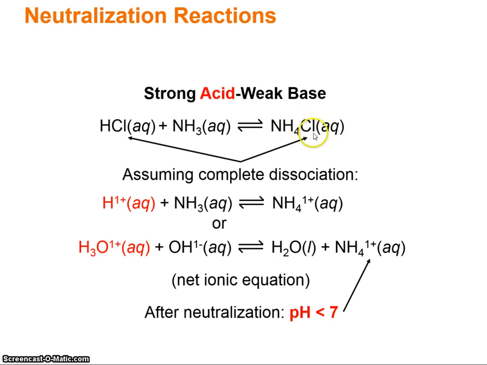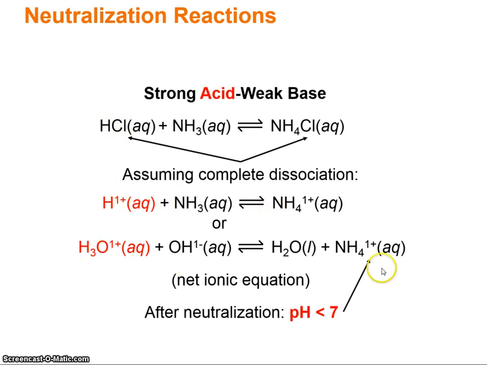The chloride doesn't have any substantial acid-base properties, but the solution is going to be acidic because of the ammonia part. So we assume it completely dissociates. The NH3 stays as NH3, and the HCl splits up into Cl minus and H plus. The H plus jumps onto this NH3 to give me NH4 plus.